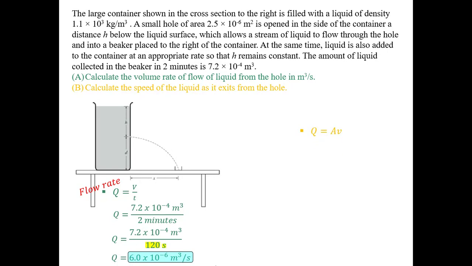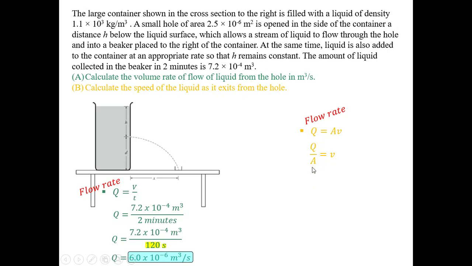Part B wants us to find the speed as it exits the little hole on the side of the container. The quickest way to do this one is to set up your flow rate, which is area times speed. I already know flow rate because I already found it. Q I just found as 6.0 times 10 to the negative 6 in part A. I know the area, given as 2.5 times 10 to the negative 6 meters squared. So to find V, I need to algebraically manipulate the equation by dividing both sides by A. So V is simply equal to Q divided by A.